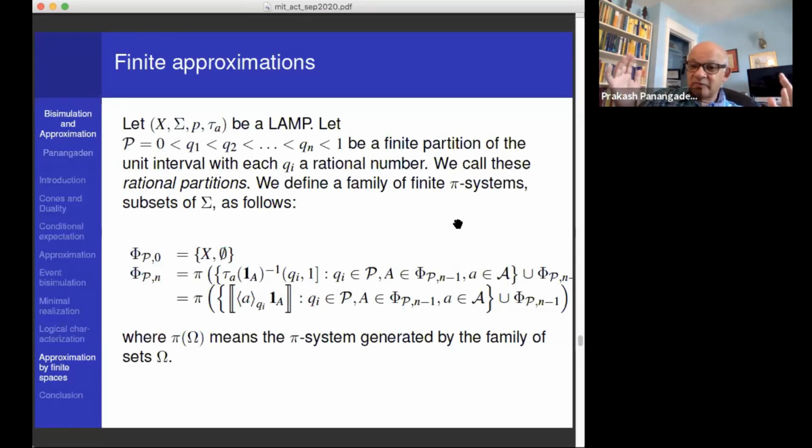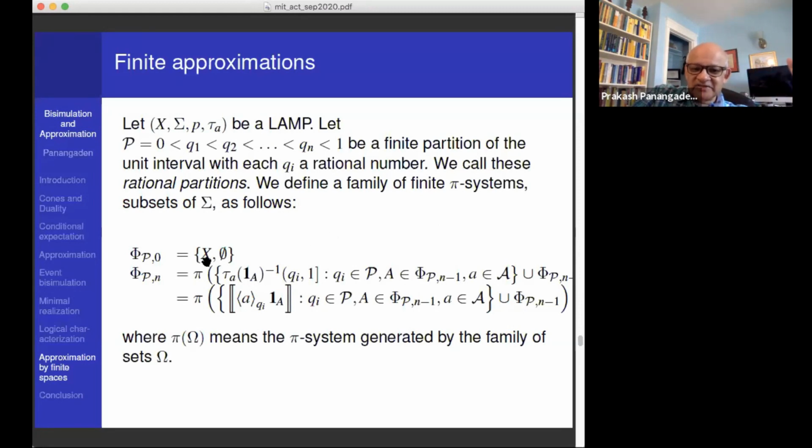That's a fantastic thing because if you're wondering whether two measures are actually the same, it suffices to prove on the real line that they agree on intervals, on open intervals, and you're done. So that's why pi systems, though apparently so simple, really play a fundamental role. Okay, so we're going to define a bunch of pi systems here.